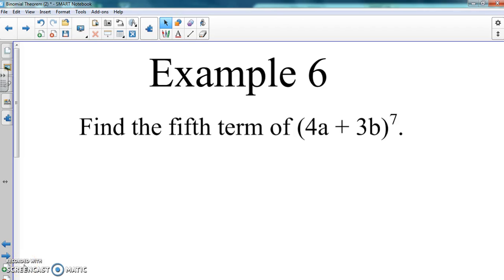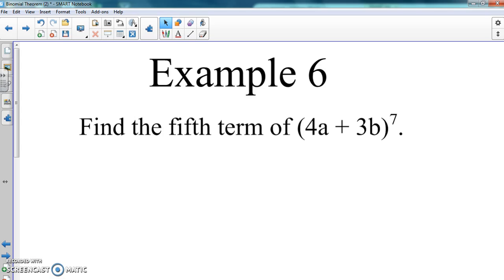Ejemplo 6. Example 6. We're going to find the fifth term of this whole binomial. Like we've been doing, we've expanded it out, but they don't want you to tell them every single one of the terms in this binomial. They want you just to tell them what the fifth term is and give them just that answer. That's the only thing they want. Okay, so that means we need to find just the fifth term.